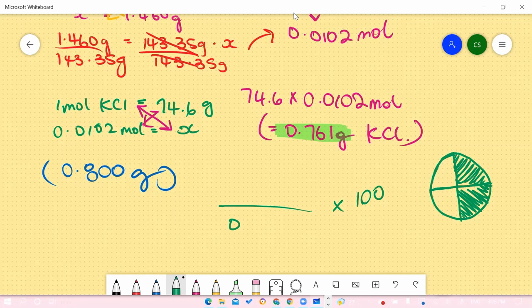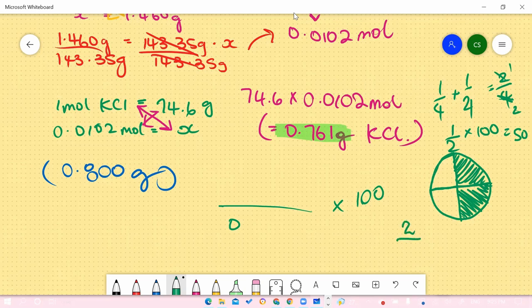Since it's two quarters, you add up a quarter plus a quarter, and that will give you a half. Very good. Then you multiply the half by 100, because that's how you work out percentages. Percentage is out of 100. And you will get 50%.